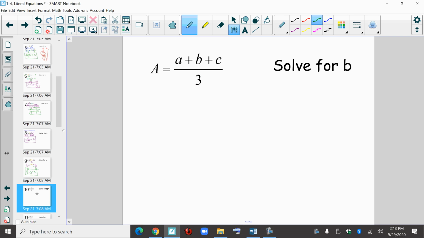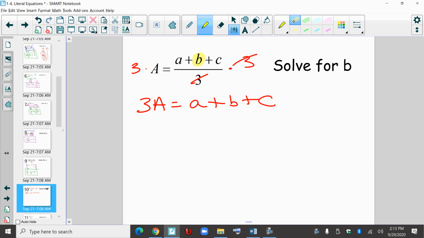Okay. I'm solving for B. B is in the middle. Now look, there are 2 different types of A. There's capital A and lowercase a. You have to keep those as lowercase and capital. They're 2 different terms. I'm solving for B. So what I'm going to do first is I'm going to get rid of the 3. It's attached by division, so I'm going to multiply both sides by 3. So 3A is equal to a plus B plus C.